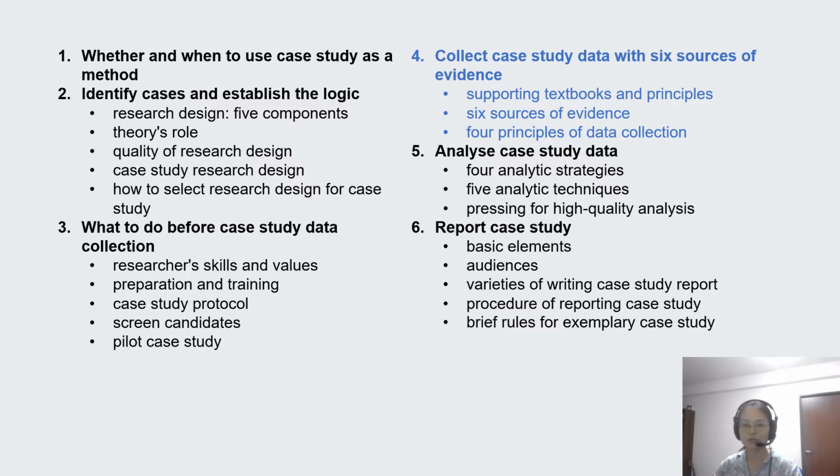And the two major aspects I'm going to cover from this book's fourth chapter are the four principles of data collection and 6 sources of evidence.